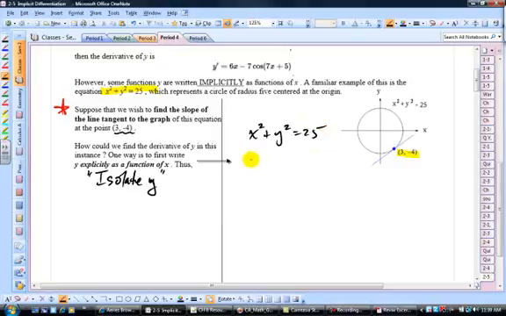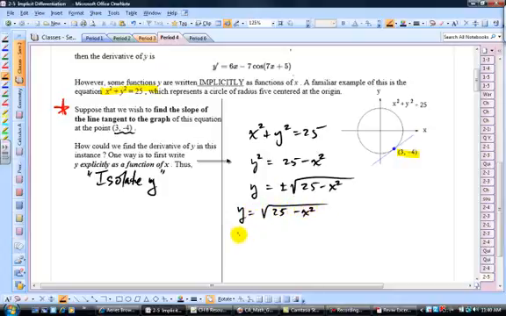So I'm going to subtract x squared. I get y squared is equal to 25 minus x squared. Then to isolate y, you have to take the square root, and you get y is equal to plus or minus the square root of 25 minus x squared. Now that's actually two functions. y equals the positive root of 25 minus x squared, and also y could be equal to the negative of that, negative the root of 25 minus x squared.